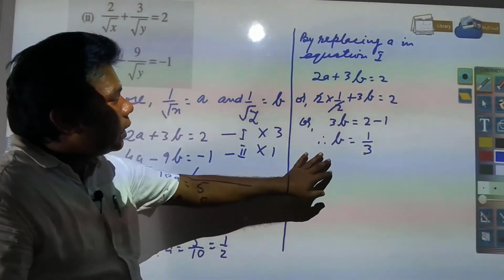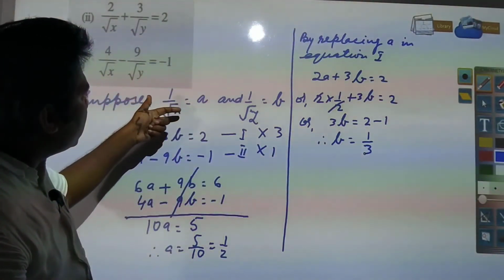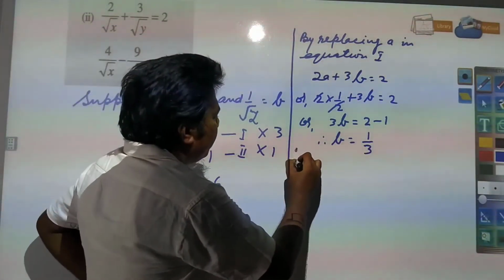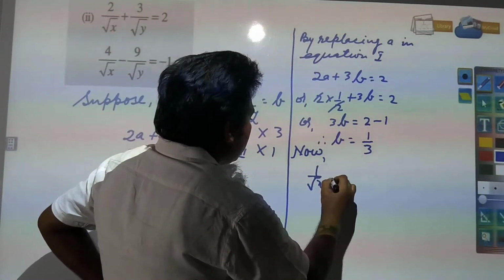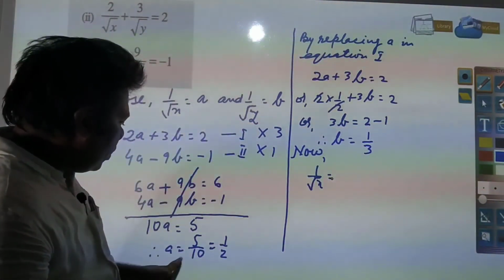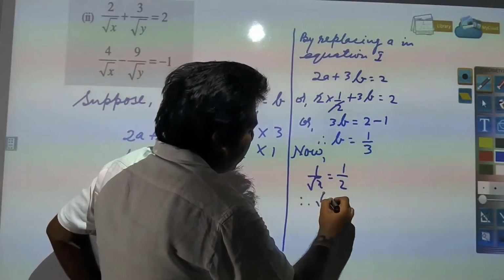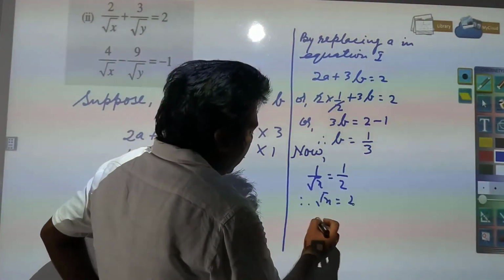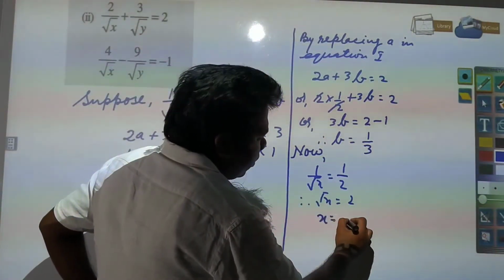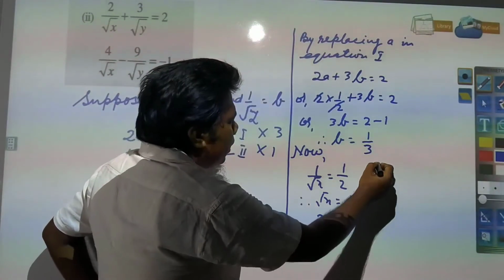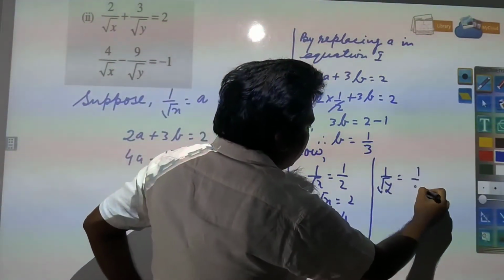So again this is required to be replaced here, because we had assumed 1 by root x is equal to a. So now 1 by root x is equal to, we have 1 by 2 and therefore root x is equal to 2, and squaring both sides x will be 4, and here 1 by root y is equal to 1 by 3.